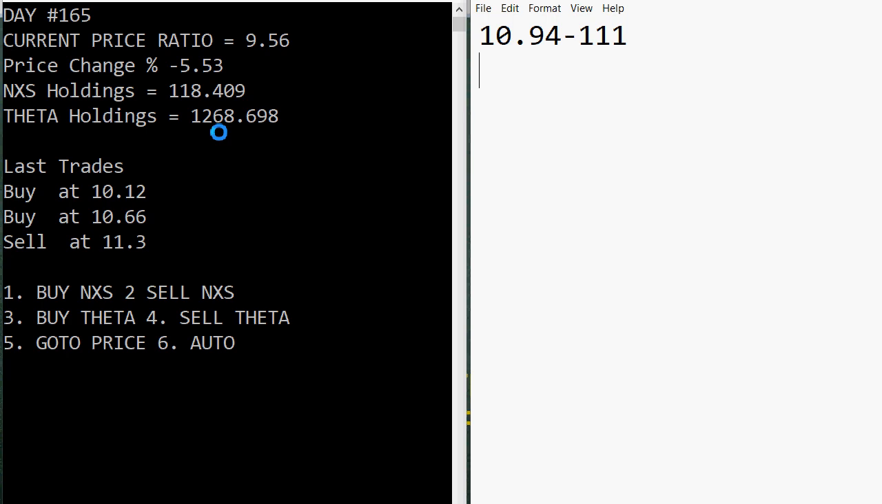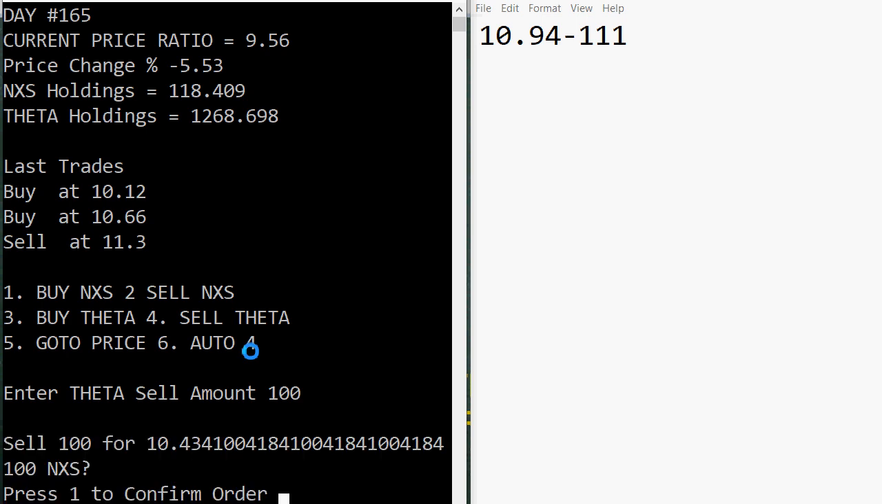Anyway, the last trade was a buy at 1012, and the market has just gone down to 956. So what I'm going to do on here, that is what the trades are. The last trade was 10.94 Nexus for 111 Theta. And in situations like this, market goes down, I sell Theta. Market goes up, I sell Nexus. I want to sell noticeably under 10%, noticeably over 5%. That's pretty much the plan.